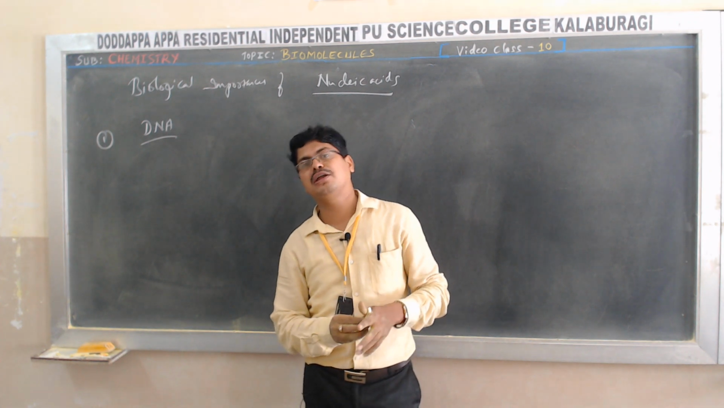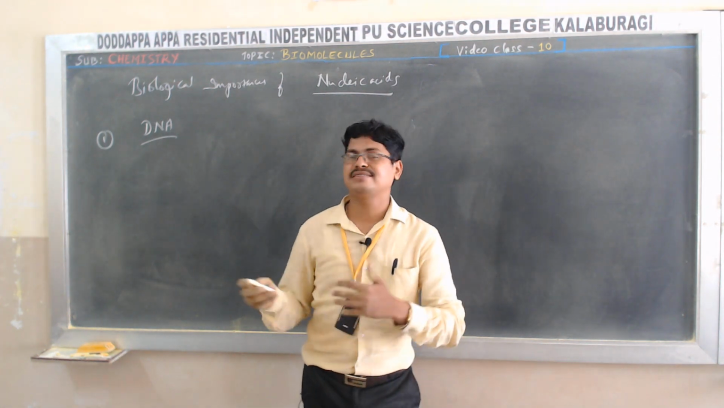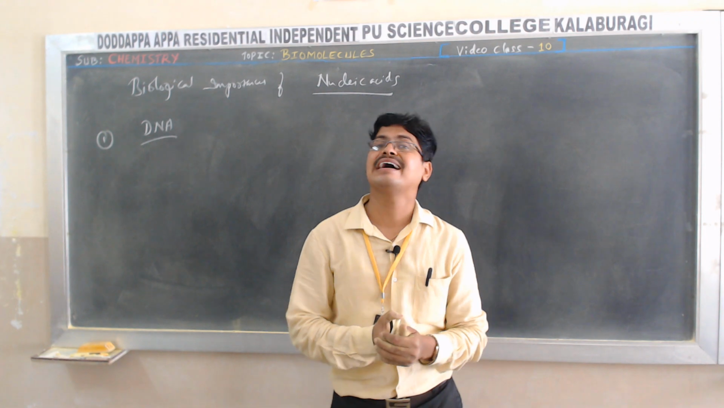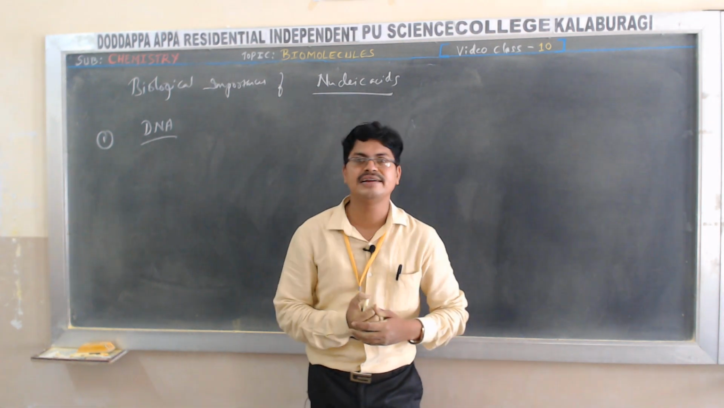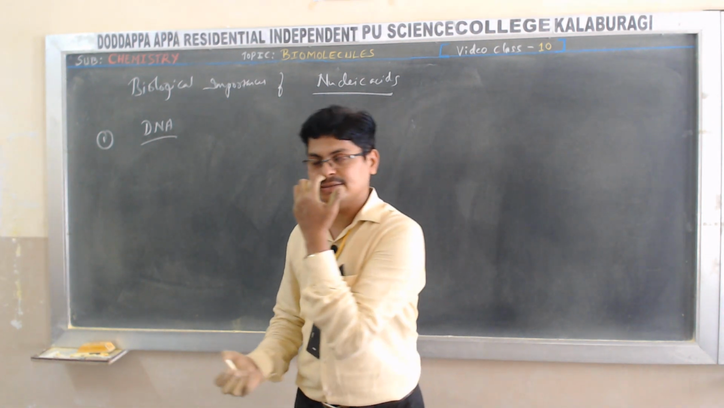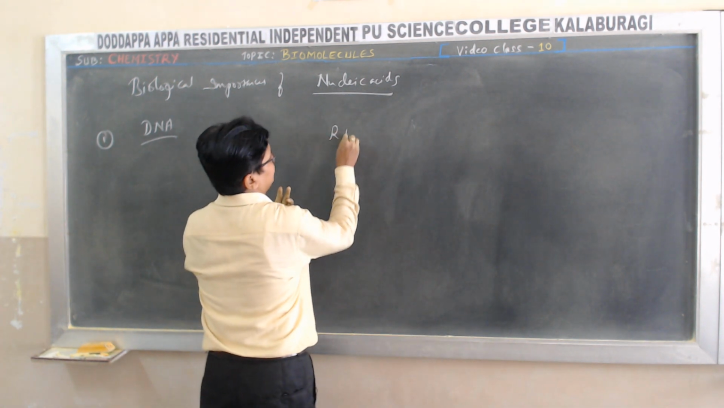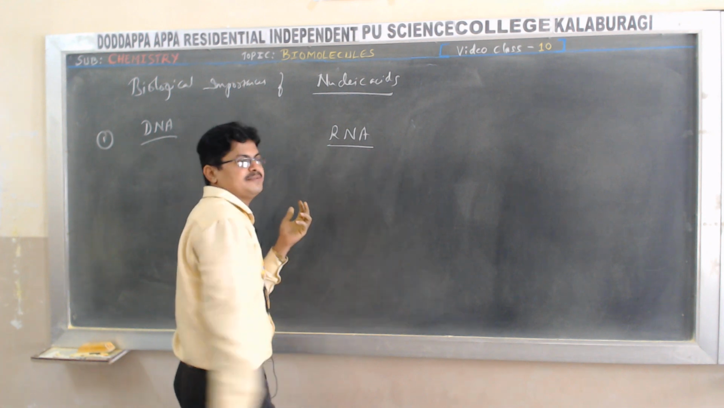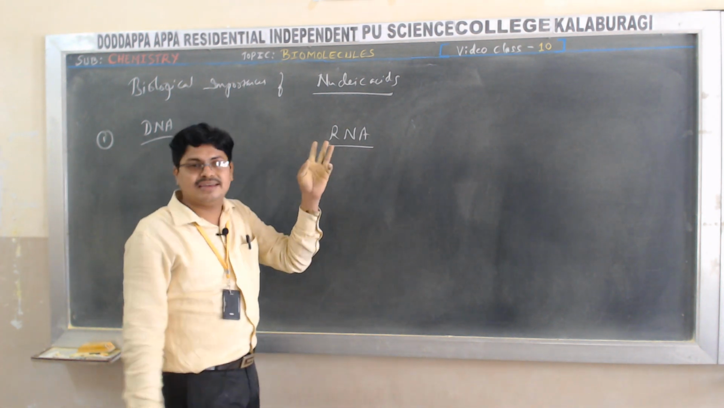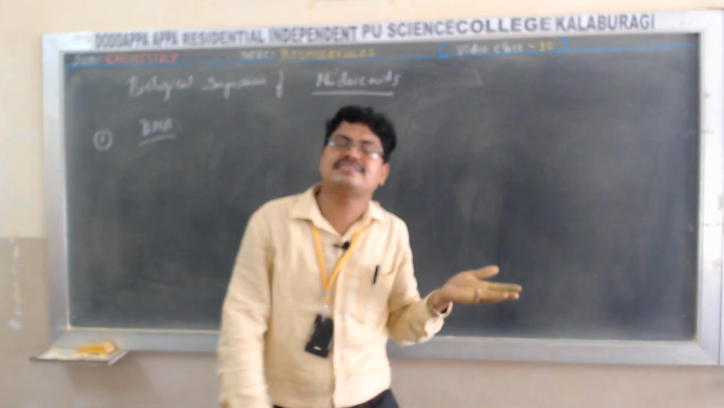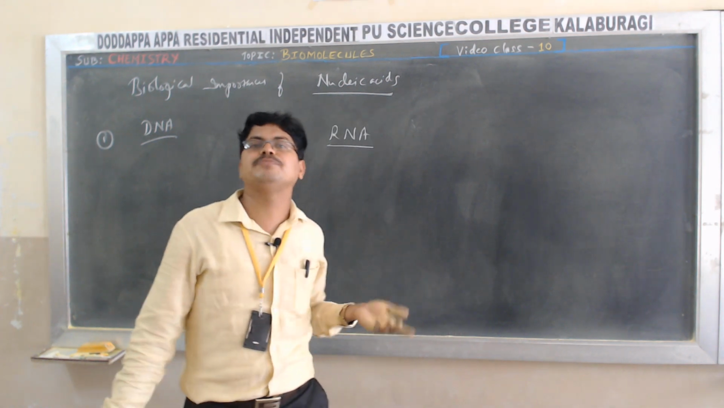DNA is the master molecule which controls hereditary character. So that is about the DNA. Then what about the RNA? What are the biological importance of RNA? Of course, RNA helps in protein synthesis.